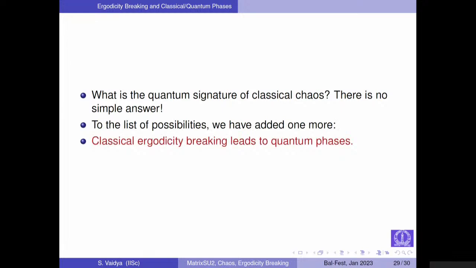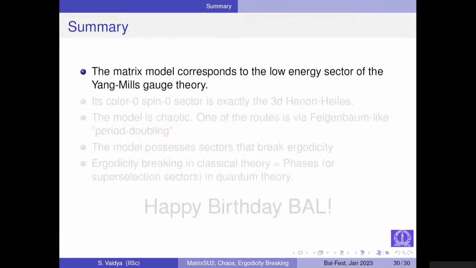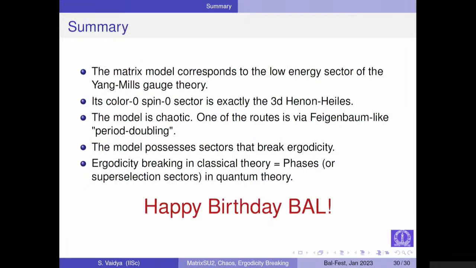So to this list of connections of the quantum signature of classical chaos, we would like, like I said, to add one more piece. And I will just leave the summary for you to look at. I won't read it out, except one point which I didn't have time to talk about, that one of the orbits actually destabilizes via the same mechanism that Feigenbaum found, which today I do not have time to show you.